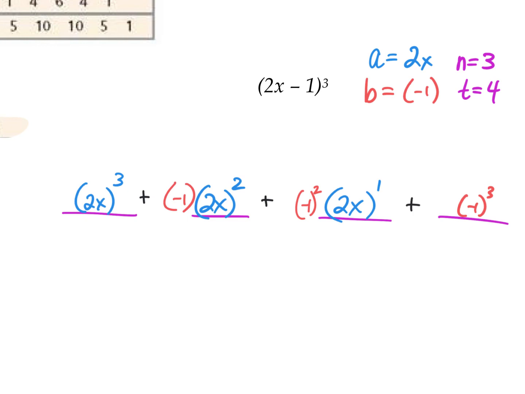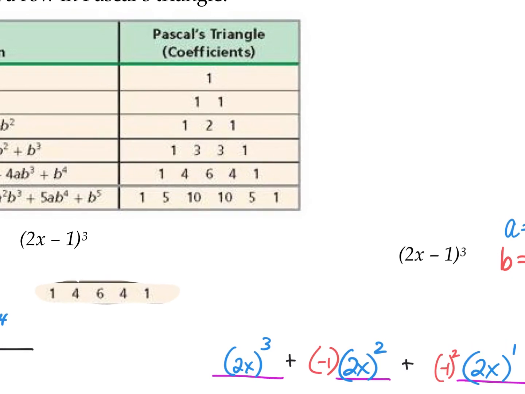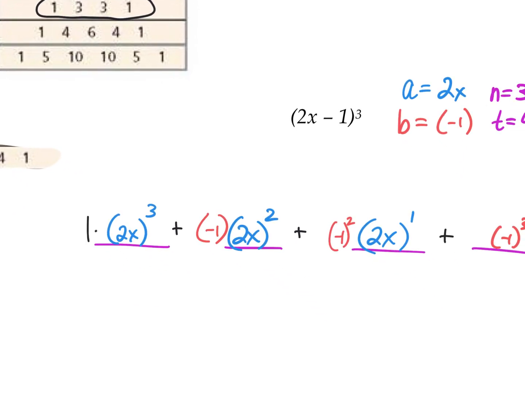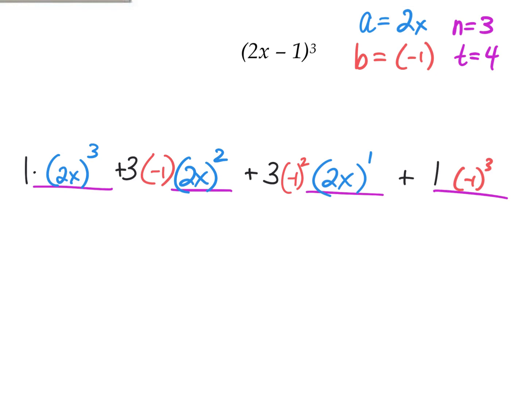All that's missing now is our coefficients from Pascal's triangle. So I go back up to my chart. I'm looking for the row in Pascal's triangle with 4 terms. I can see that 1, 3, 3, 1 are going to be the coefficients I need to multiply by. And now to finish this problem, I need to simplify each term.